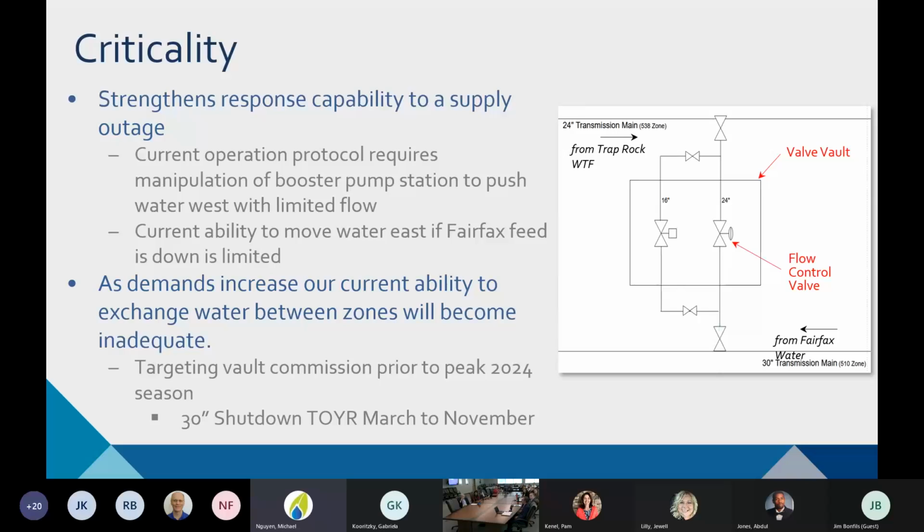And also, the demands in this area are starting to increase. And so this project is really critical in order to meet those demands. One thing to note is that we are trying to finish this project by the peak season in 2024. But there is also a time of year restriction on when the connections can actually be made. The connections have to be made between November and March. Otherwise, the demand and usage is too high to be able to take out those mains to make those connections.